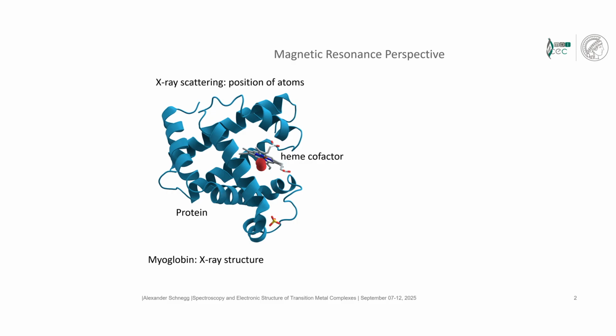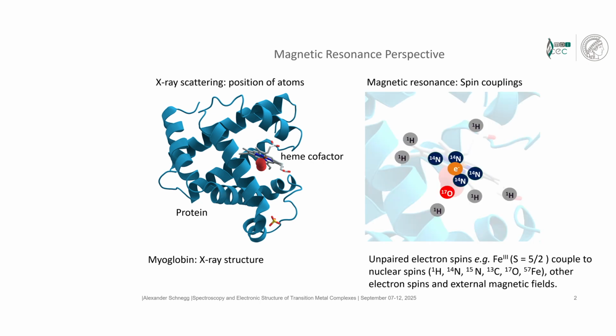Shown here is the protein myoglobin, a paradigm protein, the first which was crystallized, and the people who did this were awarded with the Nobel Prize. In crystallography, as you all know, we determine the positions of atoms geometrically relative to each other. However, in magnetic resonance, we use a different source of information, and this source are spins in a sample.